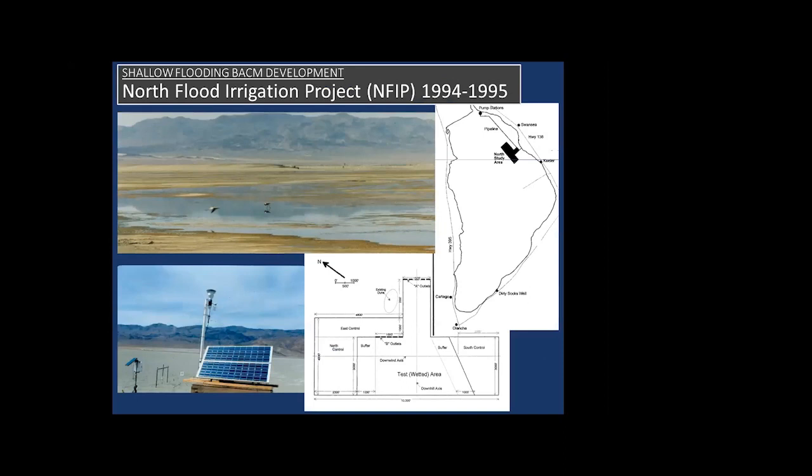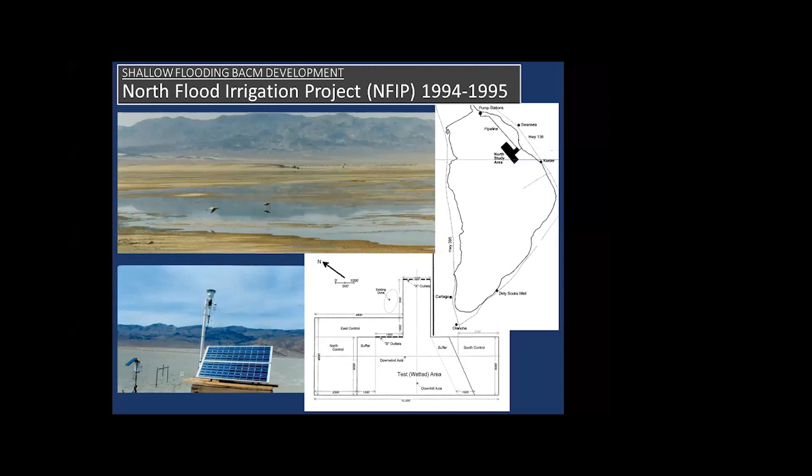This is a picture of the north FIP. As you can see, it attracted a lot of birds. That was pretty exciting for us, as well as a lot of other interested parties on Owens Lake, especially the Audubon Society. And it led to ultimately the designation of Owens Lake as a nationally important bird area. And it was heavily instrumented. There's some early PM10 monitors, as well as some other monitoring devices in that bottom photo.